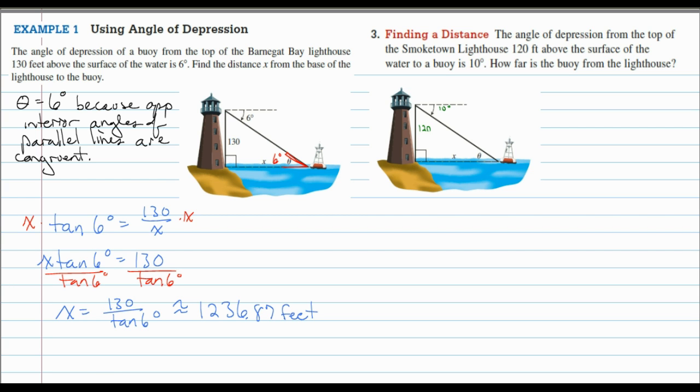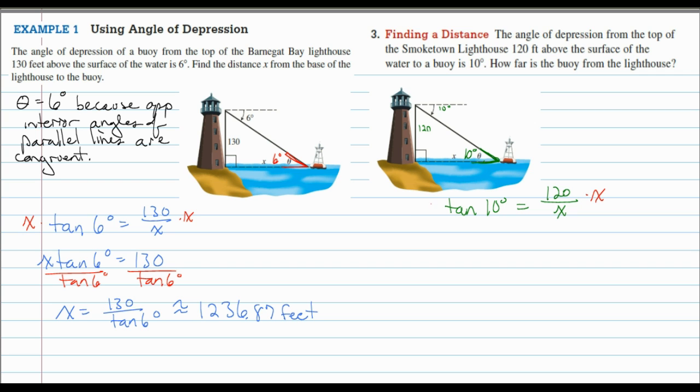Now, number 3, finding a distance. Similar situation, so I actually copied the picture and just put in the new information. The lighthouse is now 120 feet tall, and the angle of depression from the lighthouse is 10 degrees. So we know that the angle of elevation from the buoy is 10 degrees, and we can set up a tangent equation to also solve for the distance between the lighthouse and the buoy. So I'm going to say the tangent of 10 degrees is the opposite, 120, over the adjacent side, so that's x.